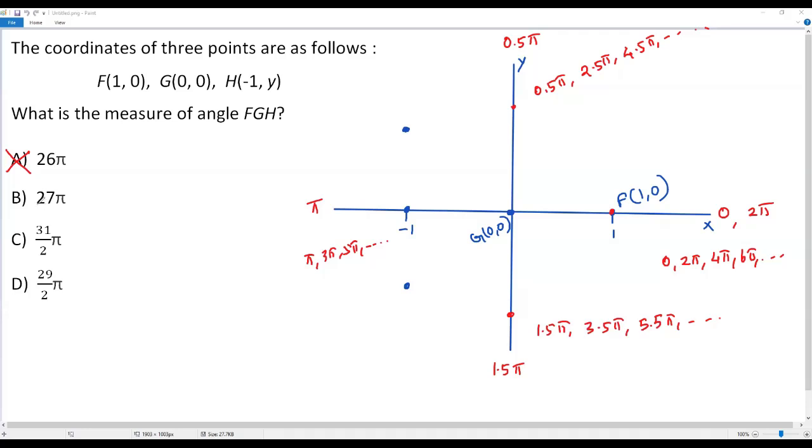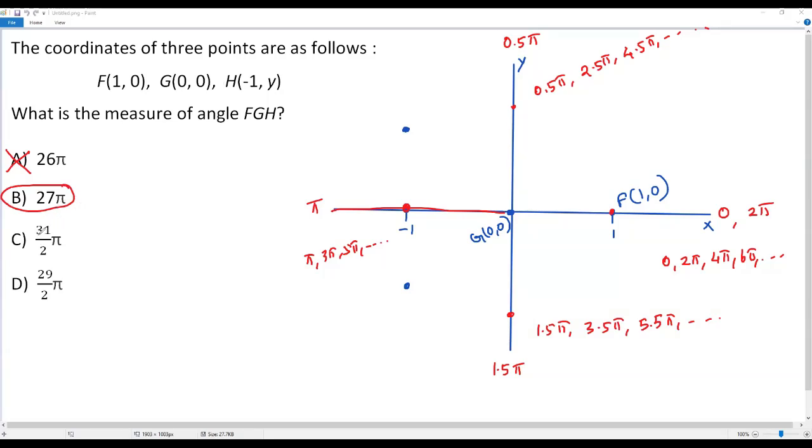Now, let's go to answer choice B. We have 27 pi. That is, we have an odd number of pi because the number we have in front of pi is 27. Already we have discussed, we have odd number of pi on the negative side of x-axis, that's over here. So clearly the terminal side of this 27 pi is along the negative side of x-axis over here. So we get one of the positions of H of negative 1 comma y. So since the terminal side of this angle measure is at one of the positions of H of negative 1 comma y, this must be the measure of angle FGH. So the answer choice B must be correct. Anyways, we can verify the other answer choices as well.